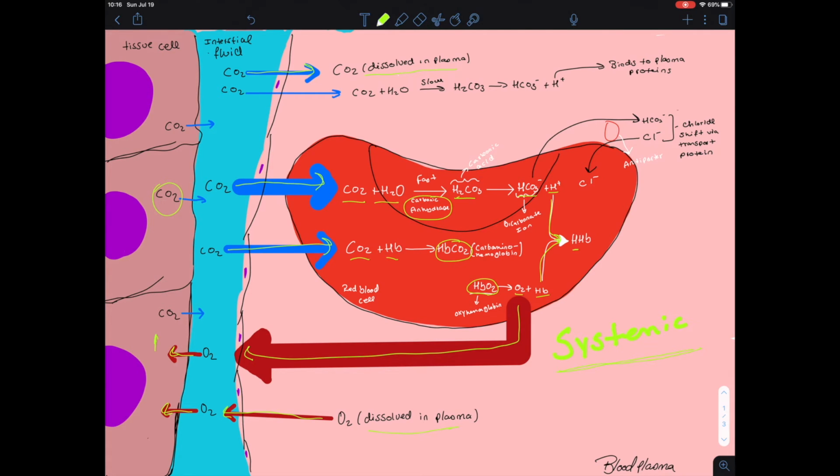And then what occurs through this antiporter right here, the bicarbonate ion gets diffused into the blood plasma, and a chloride ion is brought in to help balance the charge, and this is called the chloride shift. And then the same reaction right here occurs also in the blood plasma, but it's slower because there's no carbonic anhydrase to help the reaction go faster.